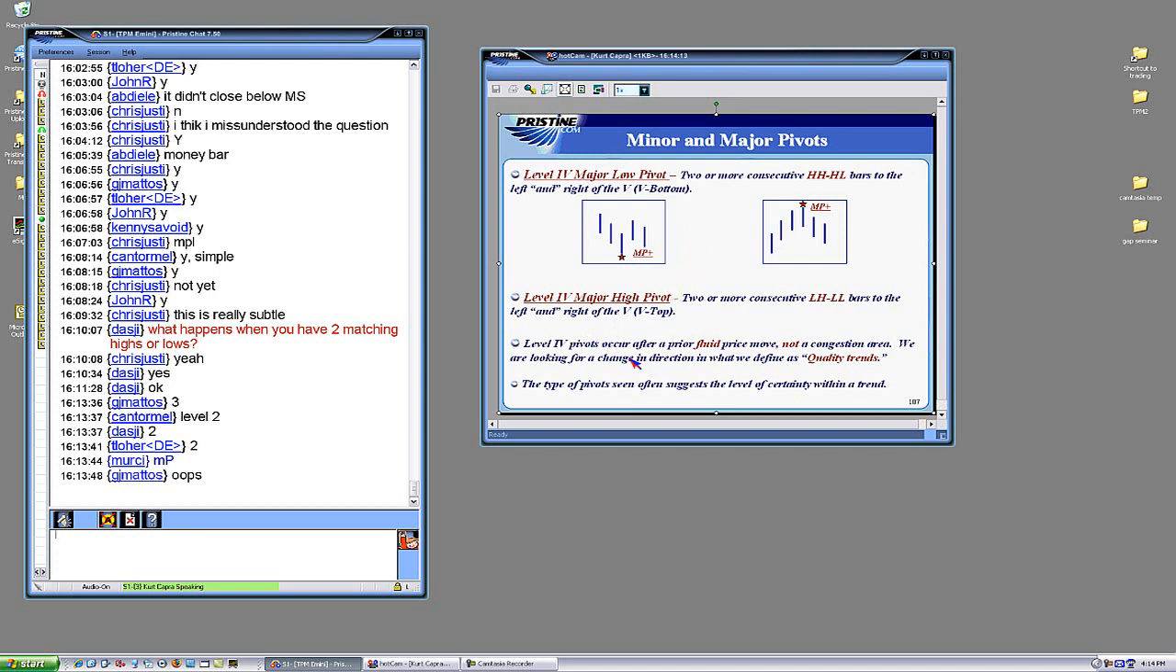These level 4 pivots are going to occur after a prior fluid price move, not a congestion area. We're going to see level 3 pivots in congestion areas. At times, maybe even level 2 pivots will form in congestion areas. And we're going to look for a change in direction in what we define as a quality trend.